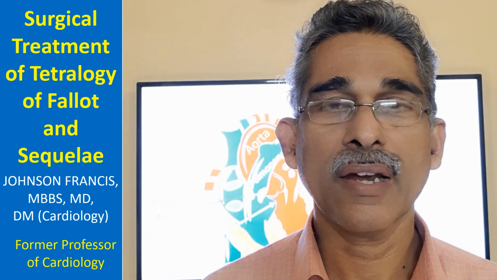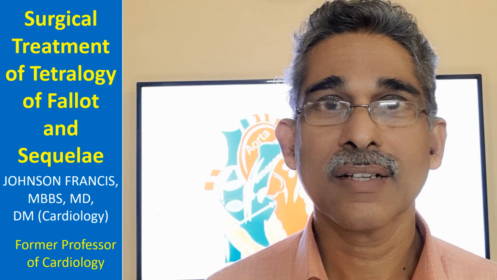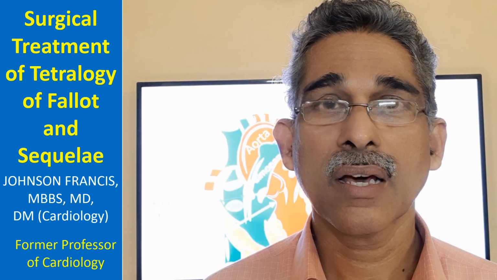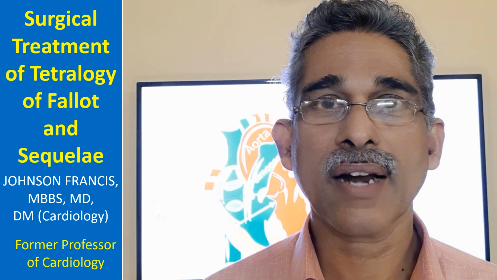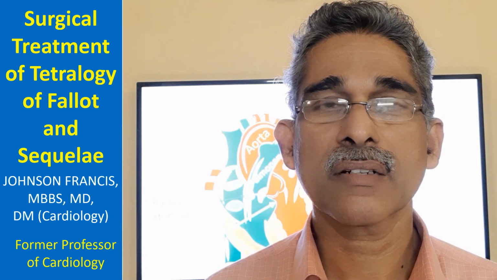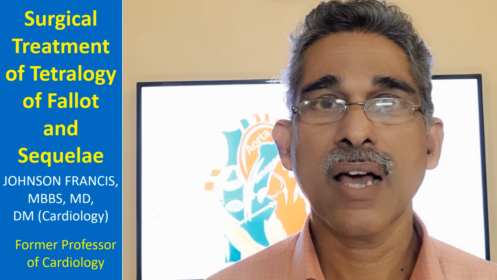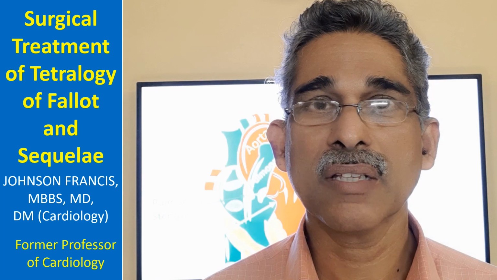Tetralogy of Fallot is one of the commonest cyanotic congenital heart diseases. As the name implies, there are four defects. One is ventricular septal defect, second is overriding aorta, third is pulmonary stenosis, usually right ventricular outflow tract stenosis, and associated right ventricular hypertrophy. Overriding aorta with ventricular septal defect causes right to left shunt and cyanosis, so that in infancy cyanotic spells may also be there.